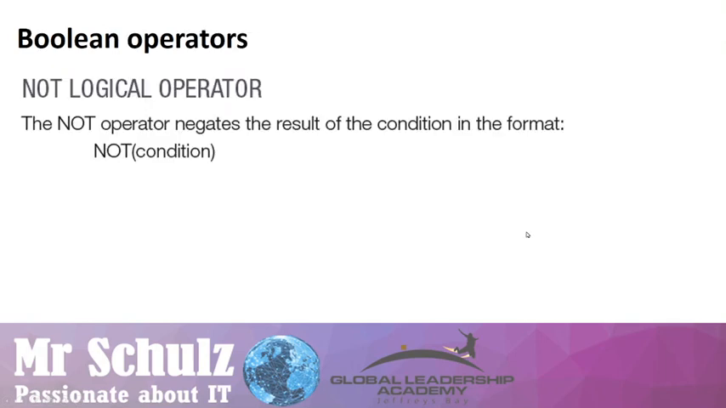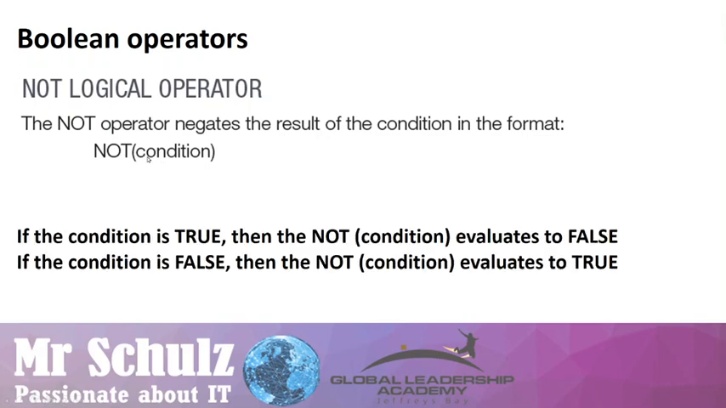And then lastly, the NOT operator. The NOT operator negates the result of the condition, in the format NOT and then we have a condition. So we can build compound expressions by adding AND or OR conditions as well, but just on its own, it negates our condition. So if the condition is true, then the NOT condition evaluates to false, and vice versa. If the condition is false, then the NOT condition evaluates to true.